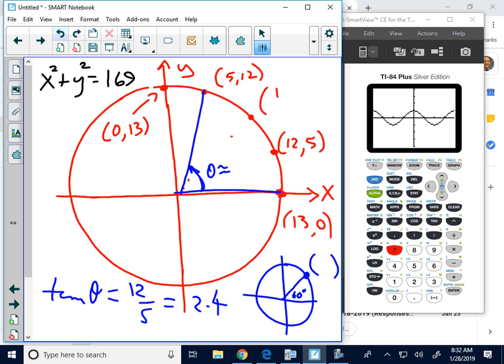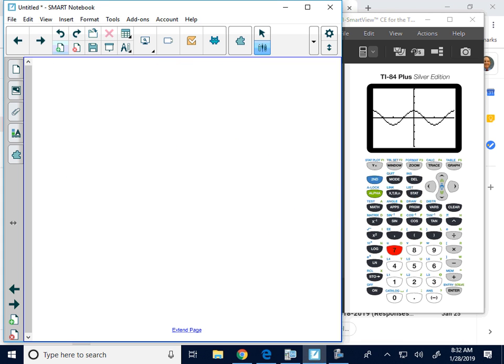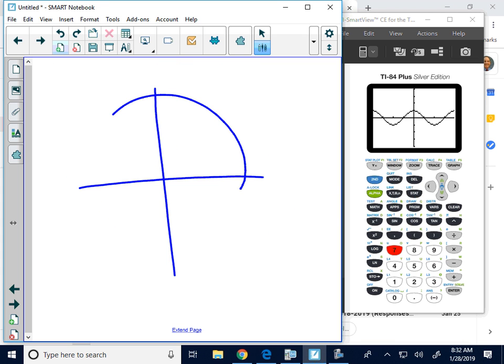Either x or y is a half. Which one is it? X a half or y a half? X is a half, so we're halfway over. My diagram is lousy. Let me do a better circle. Okay, so here's 60. And x is a half, right? And y is square root of 3 over 2.